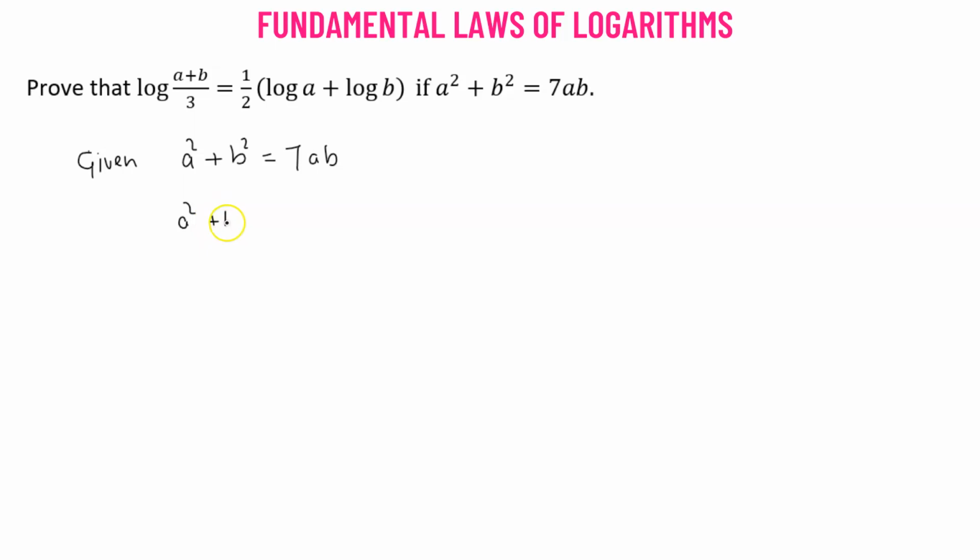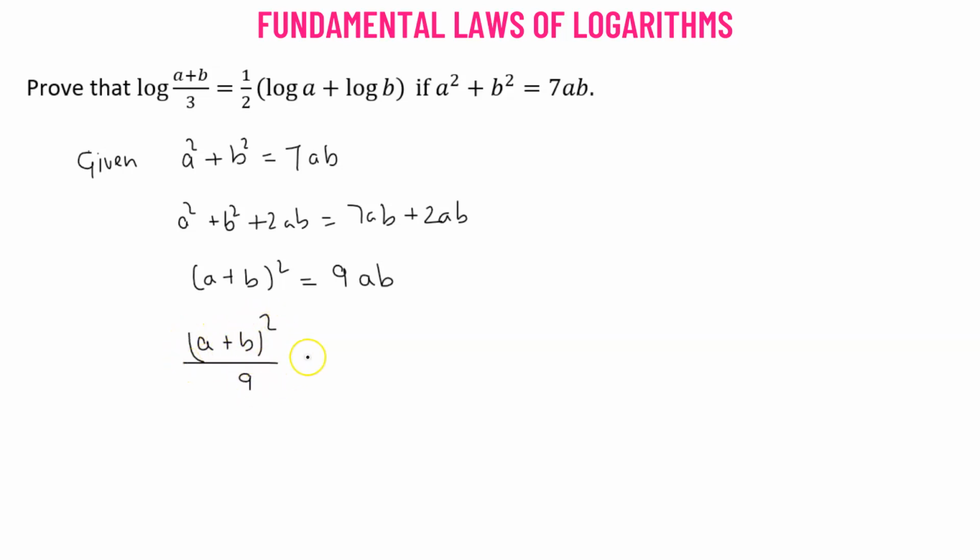Now we'll add 2ab to both sides, that will be 7ab plus 2ab. That's done, so on the left hand side we have an identity, (a plus b) squared, which equals 9 times ab. Now dividing both sides by 9, we have (a plus b) whole squared divided by 9 equals a times b, or simply ((a plus b) divided by 3) whole squared equals ab. So let's relabel this as equation number 1.